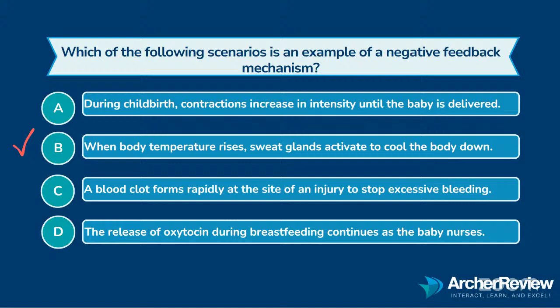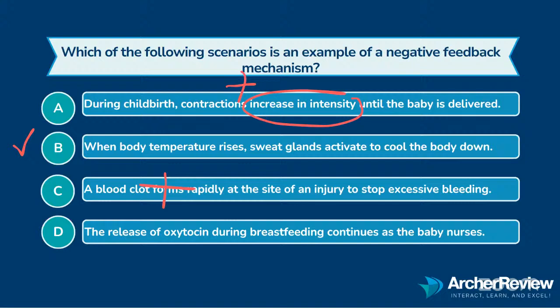Now let's take a look at the others. A, during childbirth, contractions increase in intensity until the baby is delivered. See this increase in intensity? That could also mean amplify, and that would be positive feedback mechanism. C, a blood clot forms rapidly at the site of an injury to stop excessive bleeding. Same idea. That is a positive feedback mechanism.